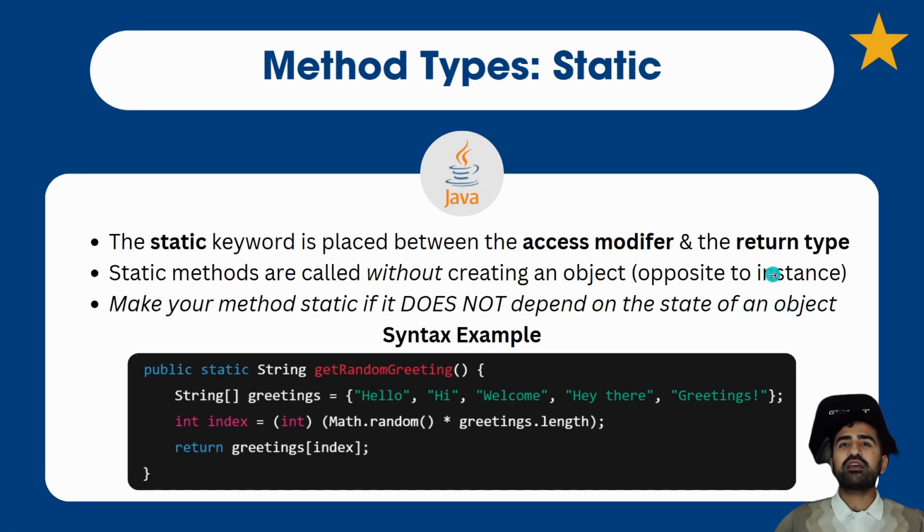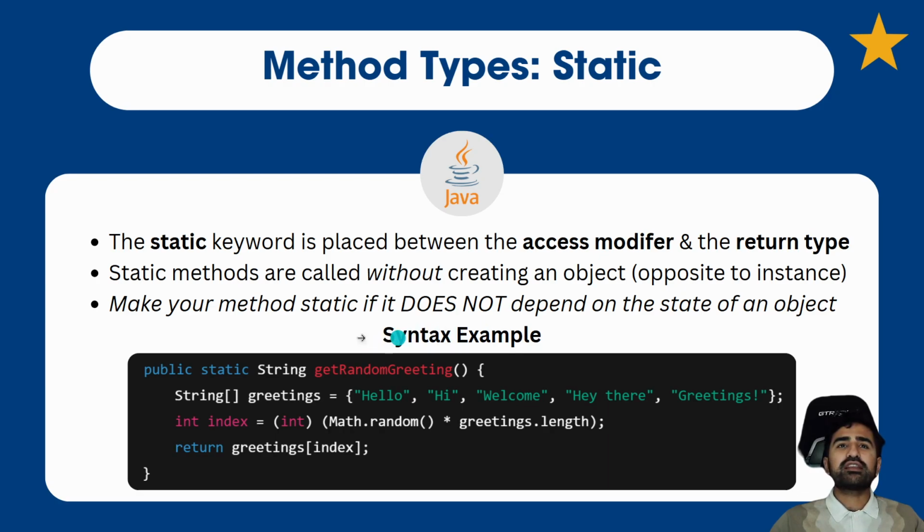So why would you make a method static? Well, make your method static if it does not depend on the state of an object. We'll touch on that a little more as we move through these slides. But if you don't actually need an object to hold on to the information, then make it static. So the static keyword is placed between the access modifier and return type. We already said that. These static methods are called without creating an object. Again, that's the opposite of instance methods.